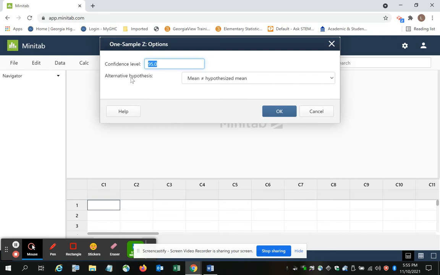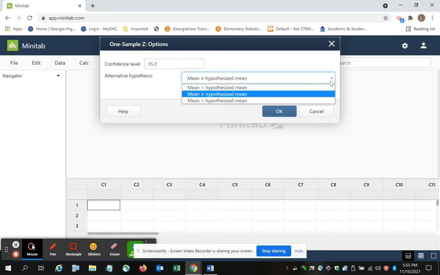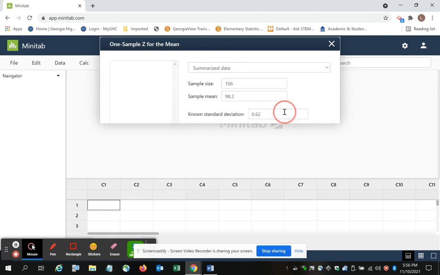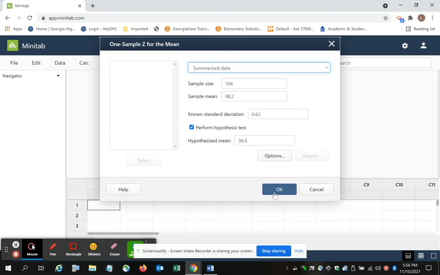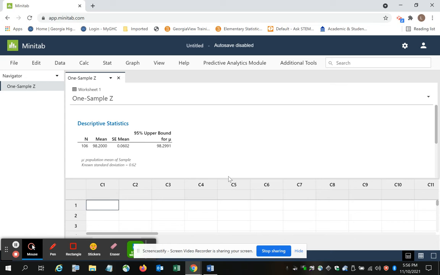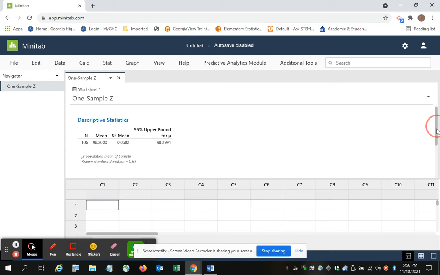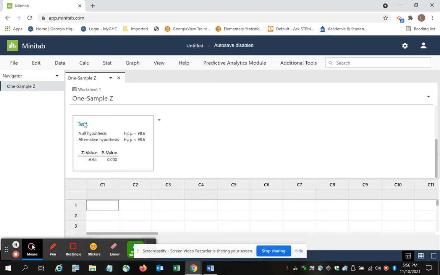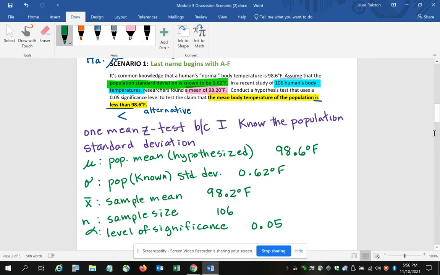And then I have to match the alternative hypothesis. The alternative hypothesis was less than. And I click OK. And then I get my results. I'm looking for the test statistic, which is negative 6.64 with a p-value of 0. So I have to write those things down.